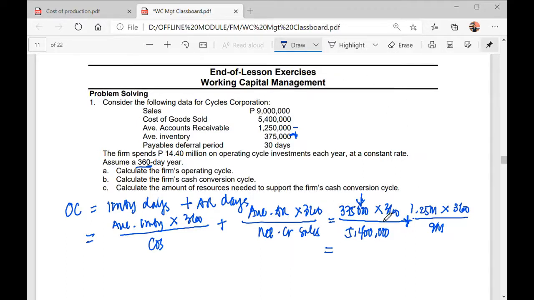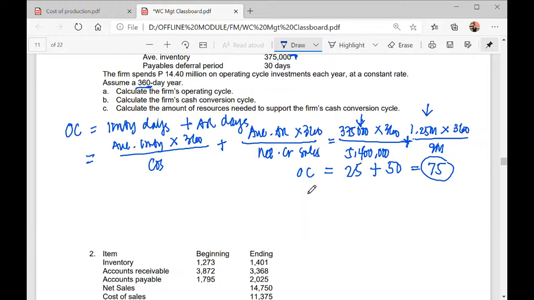Okay, 25, that's correct. Then how about our AR days? That's 50, correct. So the total, the operating cycle, is equivalent to 75.